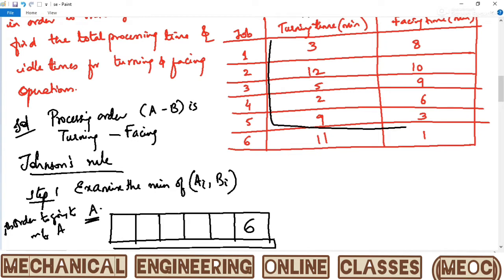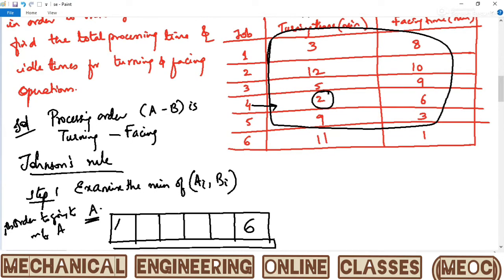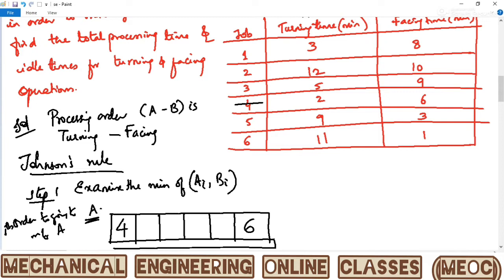Jobs 1 to 5 we have to see. What is the minimum in these 1 to 5? In these times the minimum is 2. The minimum is 2 for job 4. Now because this minimum is on A, job 4 is first sent to machine A. If this 2 was again falling under, say, column B, then this 4 would come here. So minimum on B will come from this end, minimum on A will come from this end. Because 4 is having minimum time on A, 4 will first go to A. Now the 4th job is also completed.